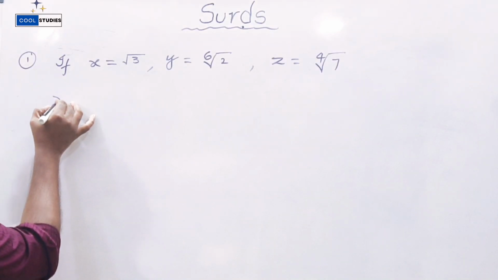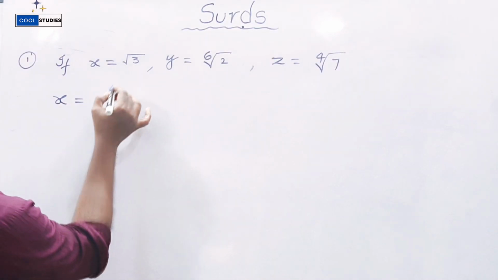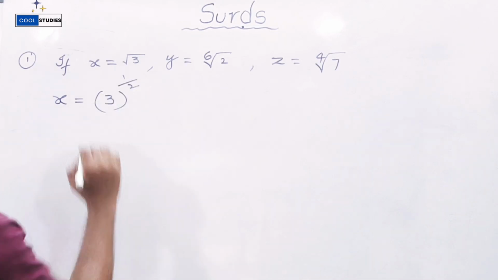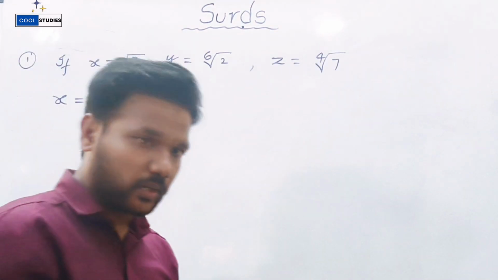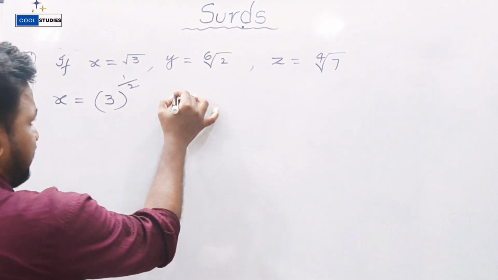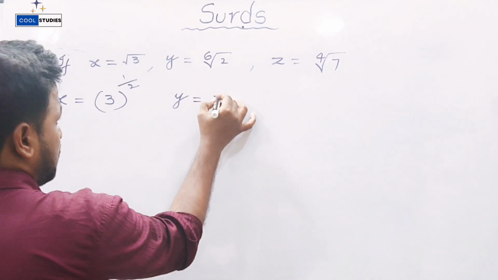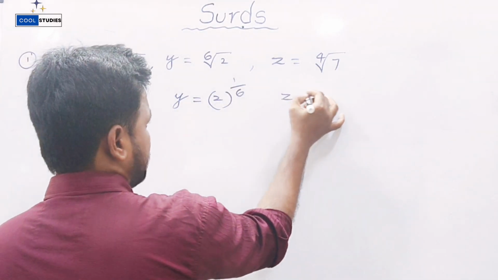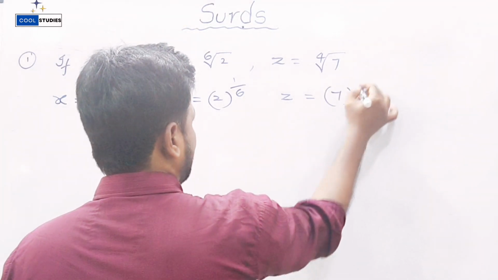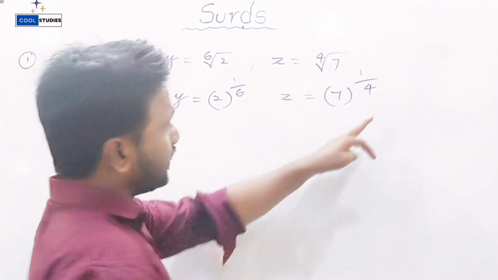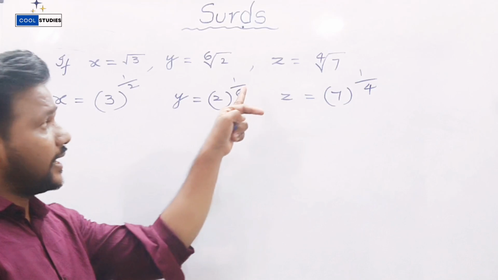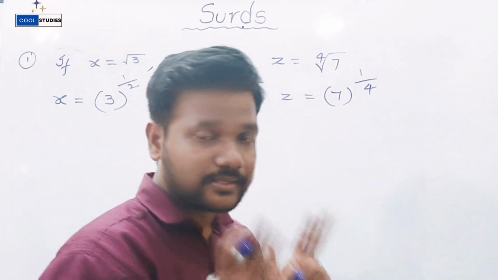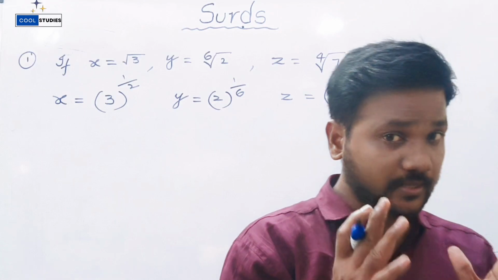So x is equal to root 3, which means 3 to the power 1 by 2. Next, the y value. y is equal to 2 to the power 1 by 6. Next, the z value, 7 to the power 1 by 4. So here the order is 2, here the order is 6, here the order is 4. The orders are not the same.